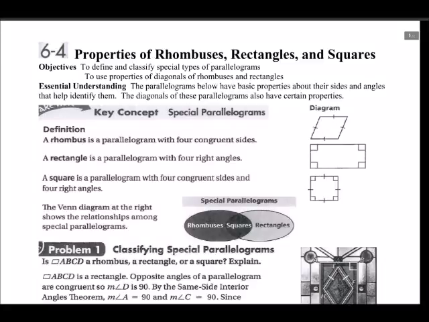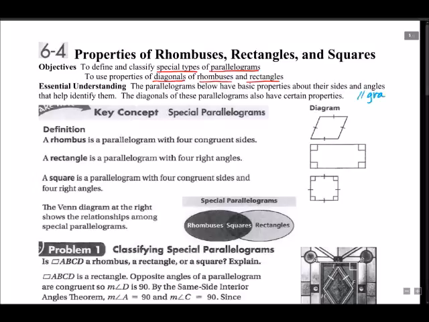6.4, Properties of Rhombuses, Rectangles, and Squares. The objective in this lesson is to classify special types of parallelograms and to use the properties of the diagonals of rhombuses and rectangles.